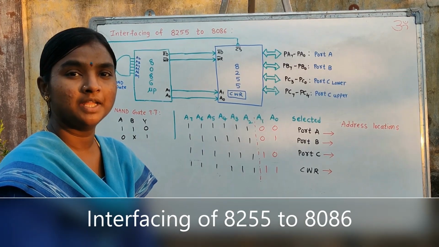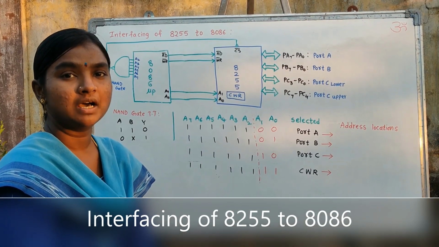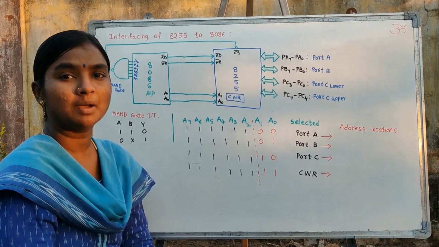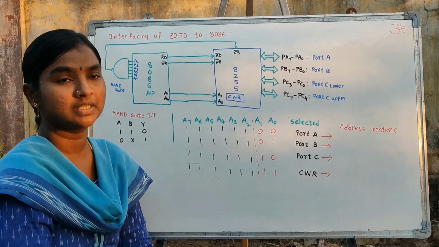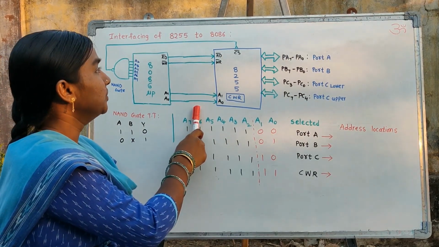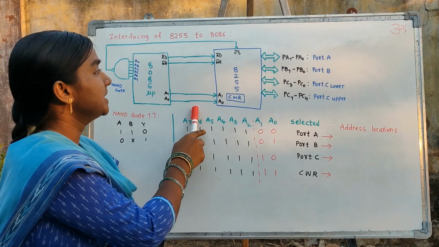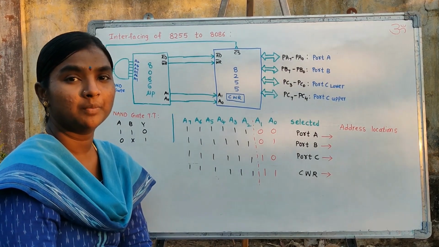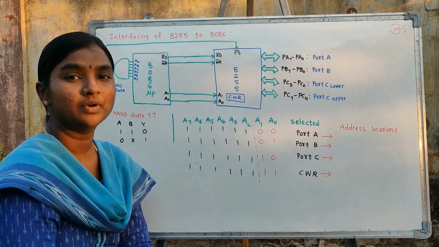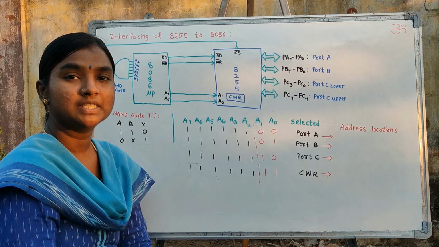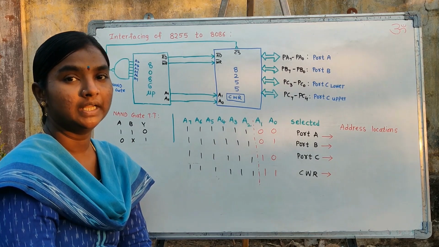In this session, I will explain the interfacing of the 8086 microprocessor with the 8255 programmable peripheral interface. This block diagram shows the interfacing of the 8255 to the 8086 microprocessor. In the last session, I explained the pin configuration of the 8255 programmable peripheral interface, and we discussed each pin in detail.